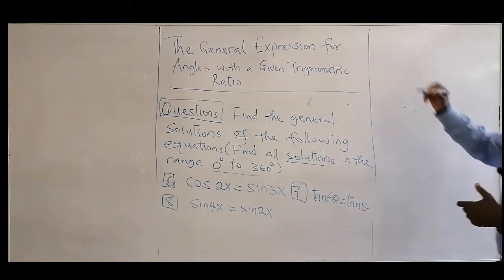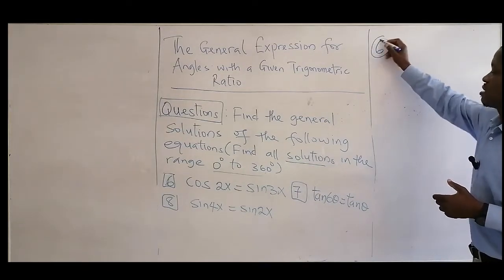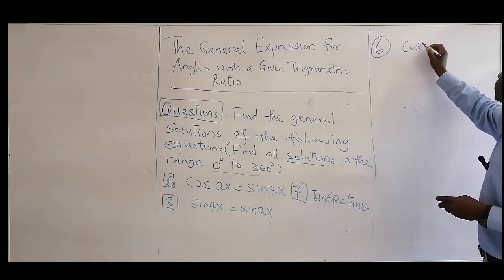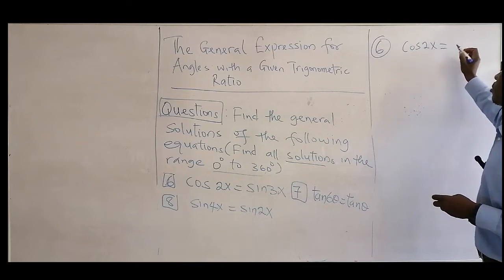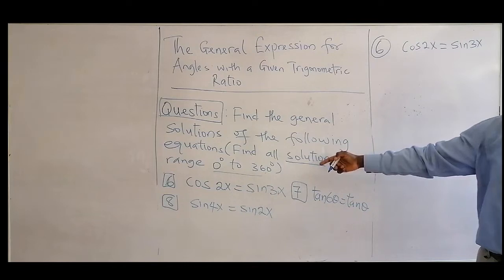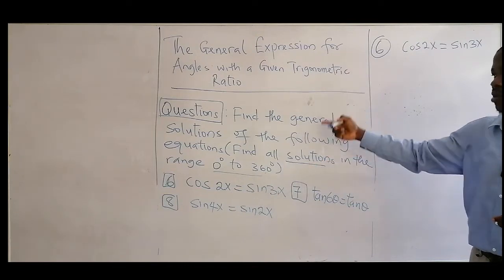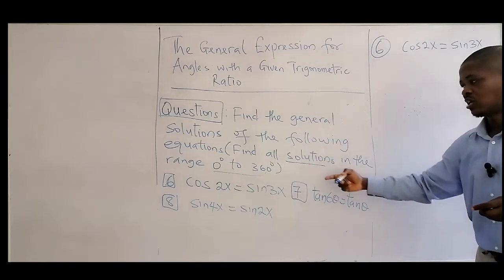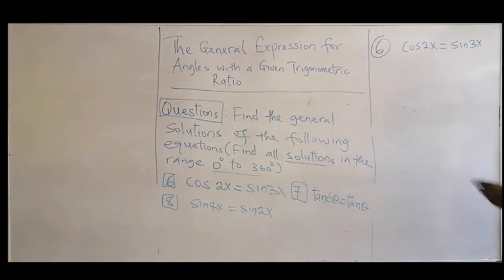So we're looking at question 6. Okay, question 6 is cos 2x is equal to sine 3x. Please, if you missed the first video, check it and watch it before continuing to watch part 2 of these topics. Yeah, we're looking at this question.